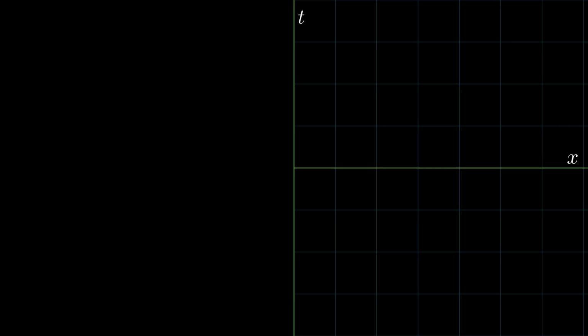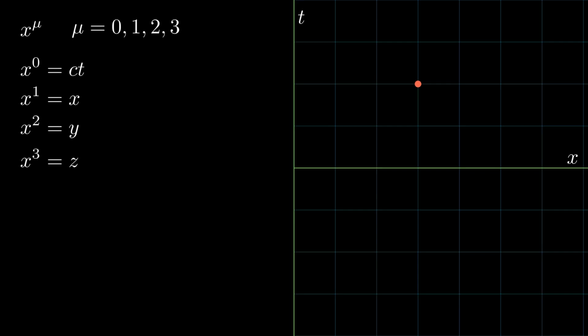If we consider a point at some time t, then the index on x is mu, and it can range from 0 to 3. The 0 component is the time component, and it is multiplied by c, so that all components have the dimensions of length. X is then called the position 4-vector.